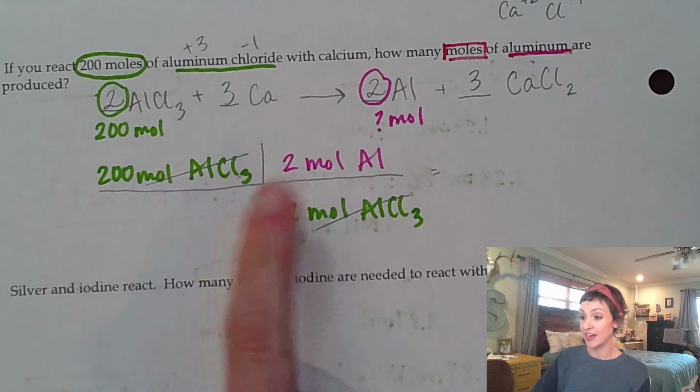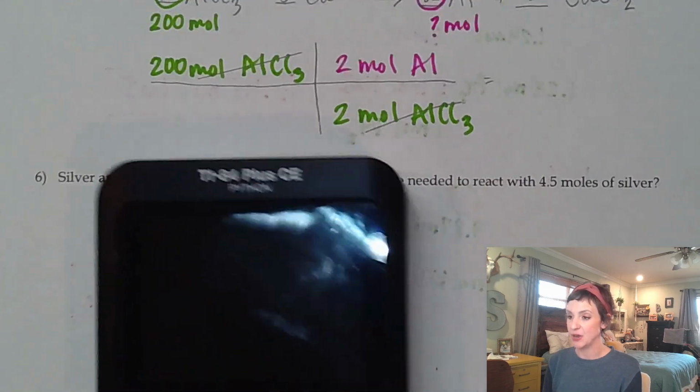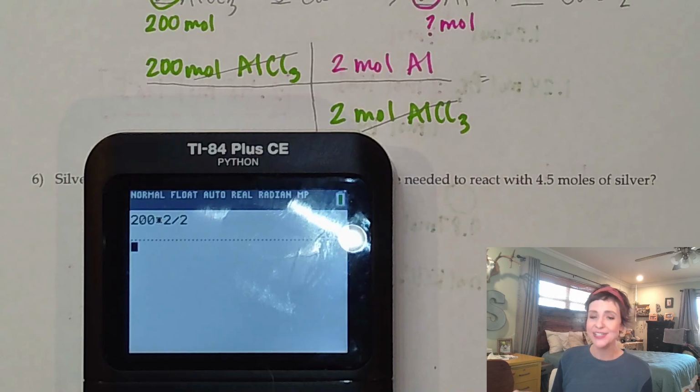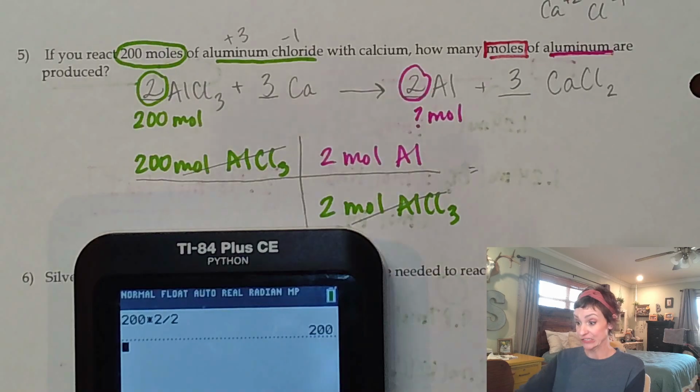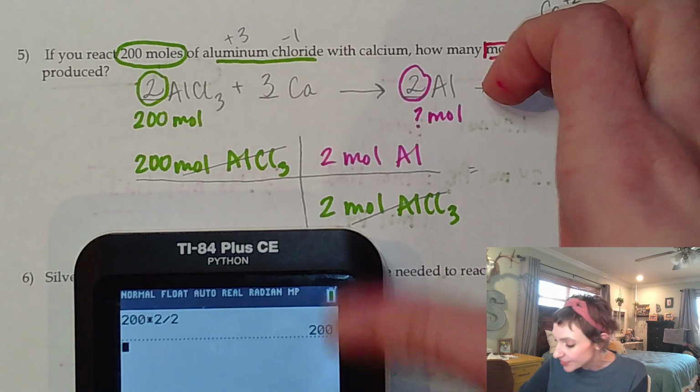I now can math it out to figure out how many moles of aluminum would be produced from that 200 moles of aluminum chloride, right? So I go 200 times 2 divided by 2. Okay, we get 200 again. Now, that's not a super exciting problem, but it does kind of reinforce, first of all, how do I write a chemical equation? But then also we can ask the sig figs of it all.